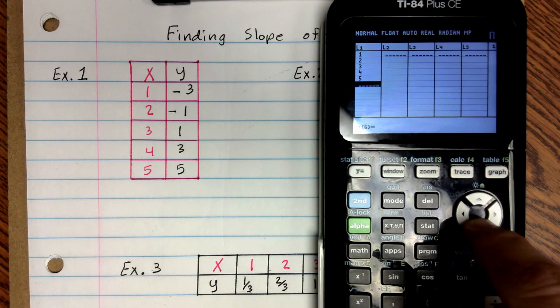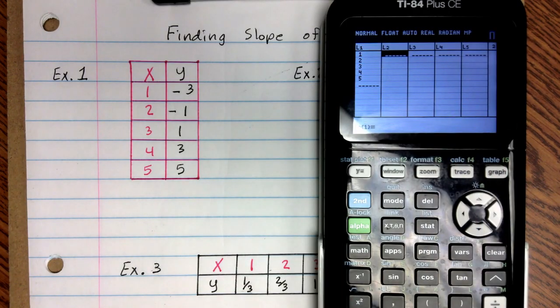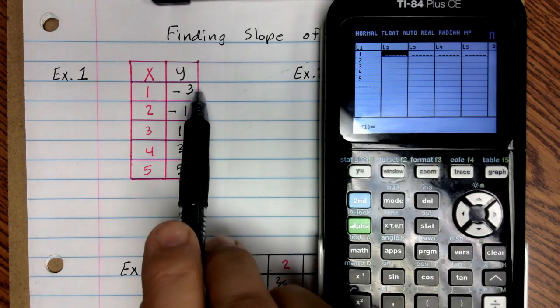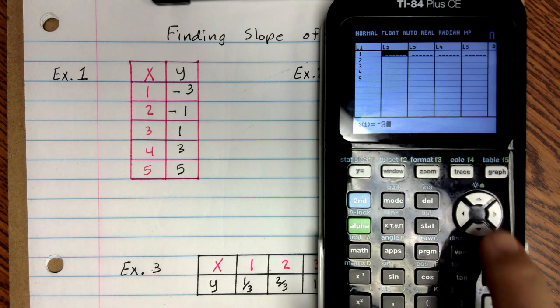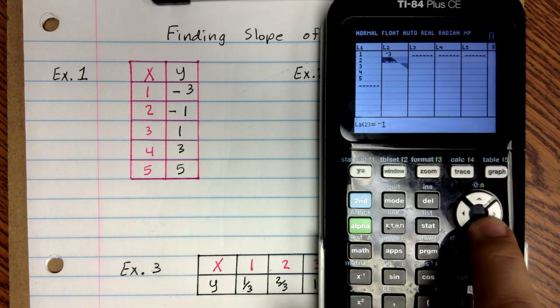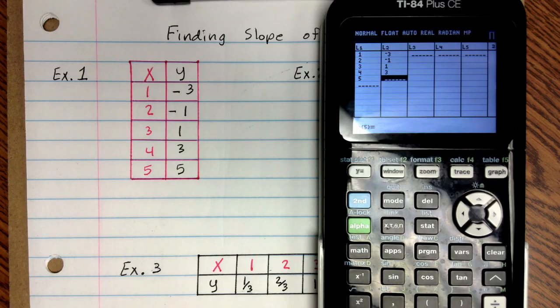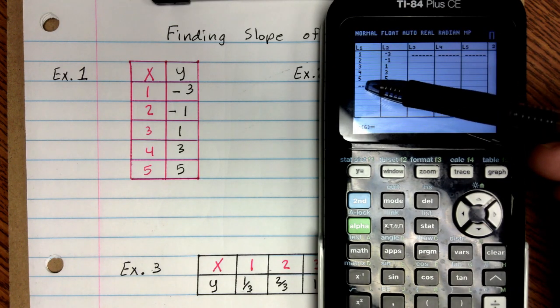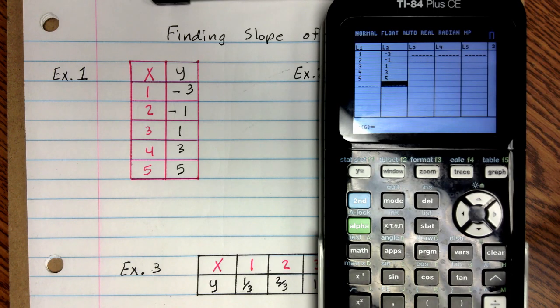Now you do have to click down before going over to the right. Otherwise it won't let you go over to L2. Now we're in L2, we're going to put all of our Y values, starting with -3. So I'll put -3, -1, 1, 3, and 5. And now I've clicked down. I have all my X values in the left column and all my Y values in the right column.